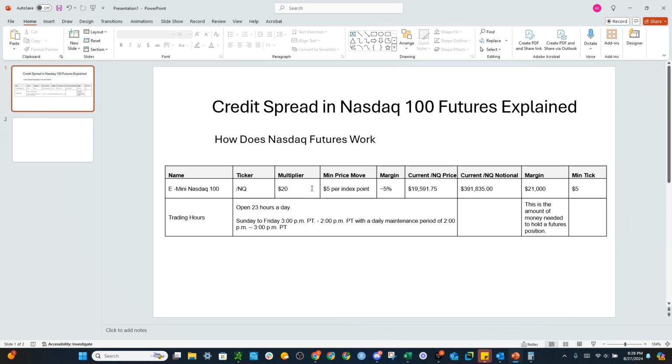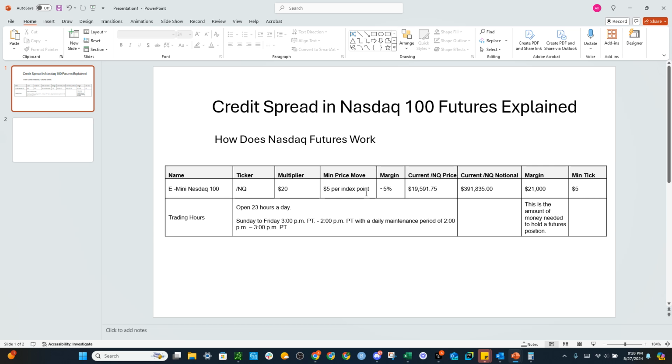The multiplier of this contract is $20. The minimum price move is 0.25 index points times the multiplier of 20, so it moves in $5 increments. So if the index value goes up 5 points, your P&L will be those 5 points times $5, $25. Whichever way the index moves, each tick is basically $5.